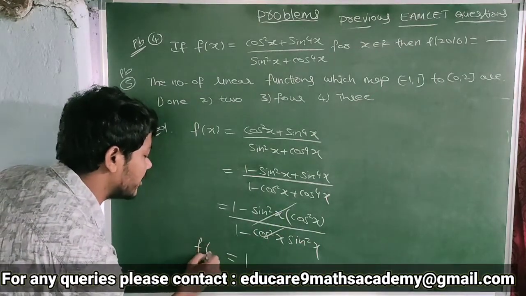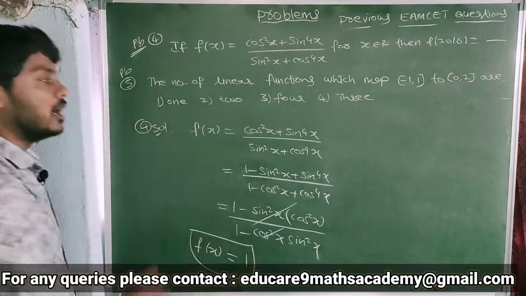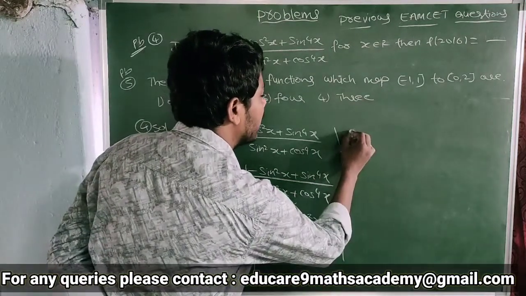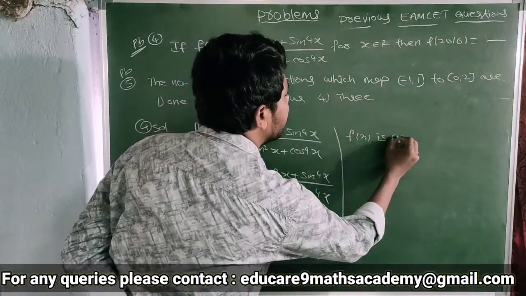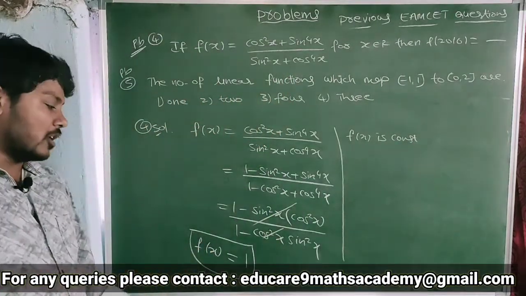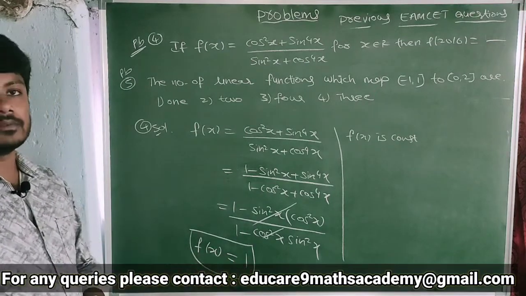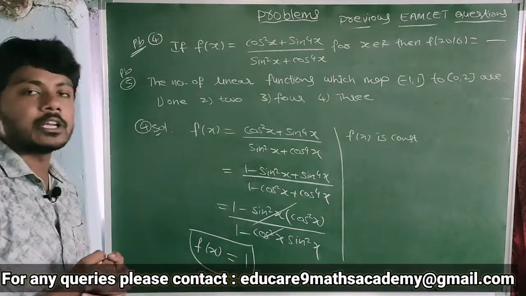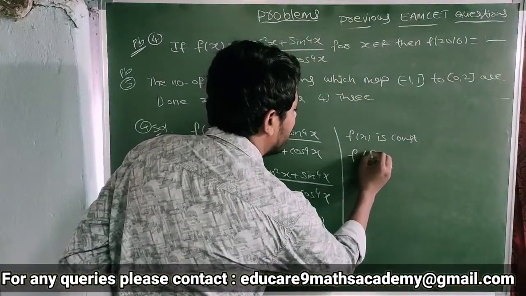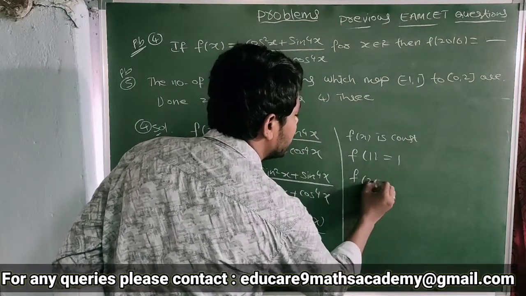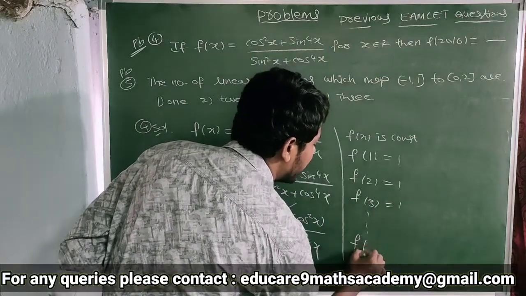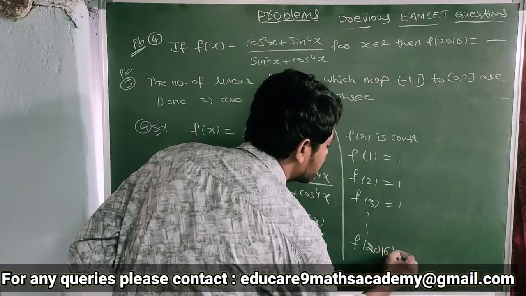So what is the f of x value? Constant function. So you get f of x is constant. So that's why if you substitute any value of x, then the outcome is 1 only, because there is no x term on the right side. Therefore, f of 1 is 1, f of 2 is 1, f of 3 is 1, and so on. f of 2016 also 1. Okay.